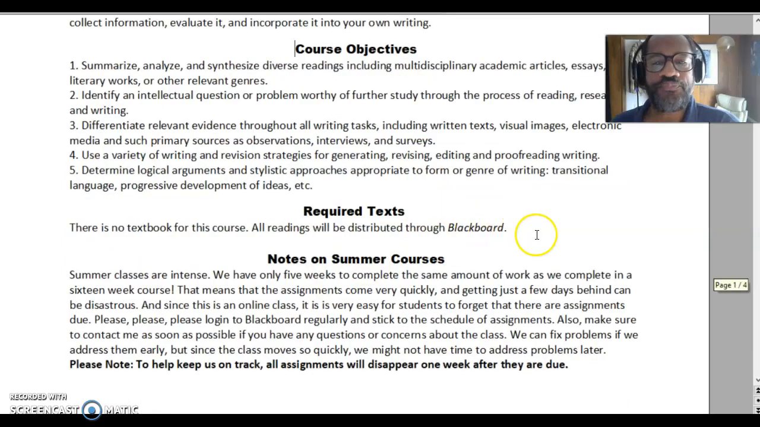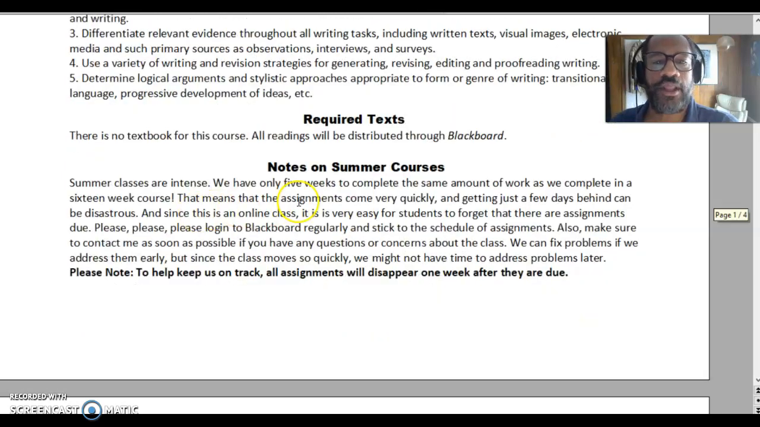Required text: there's no textbook required for this course. All readings will be distributed through Blackboard. And then a note on summer classes here.